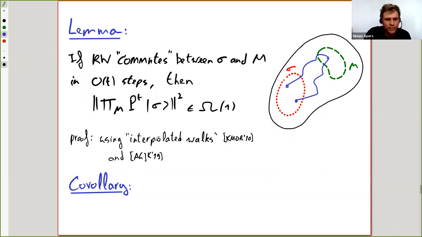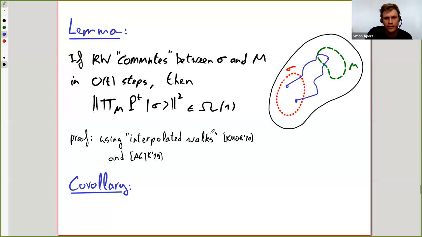Basically this has to be an interpolated walk, which is a way of dealing with the issue I mentioned about having to stay at marked elements. It's a technique from KMOR in 10, and we're pushing a lemma from this Ambainis et al. paper a bit further. Imon, what is pi m? Is that the projector on the marked state?